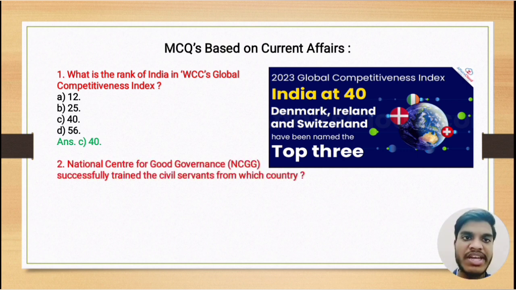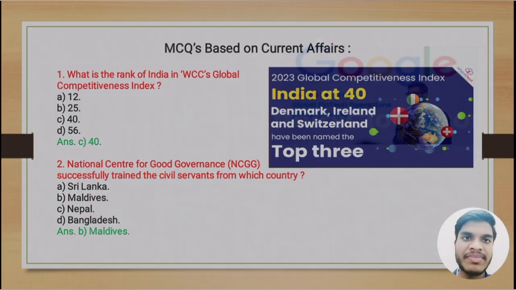Second one, National Center for Good Governance successfully trained the civil servants from which country? Option A, Sri Lanka, option B, Maldives, option C, Nepal, option D, Bangladesh. The answer is option B, Maldives.